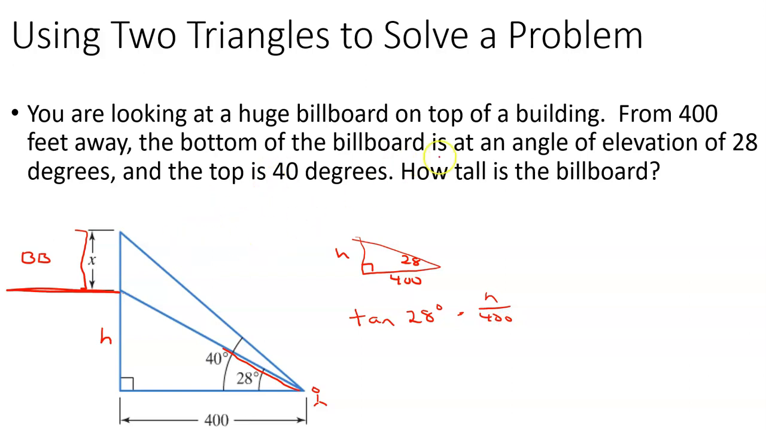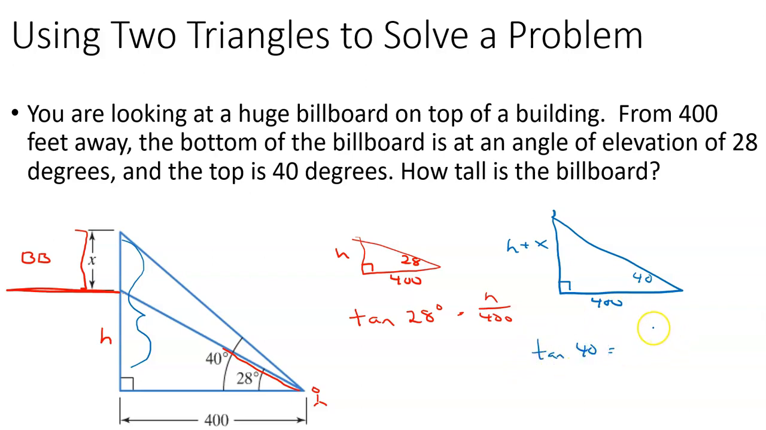Let's look at the big triangle. This is the one that goes all the way up to the top of the billboard, still 400 feet across, and this one has an angle of elevation of 40. If I go all the way to the top of the billboard, I'm including both of these pieces, the h and the x, which means the height of this triangle is h plus x. This is still 400, so I get another tangent function: the tan of 40 equals h plus x over 400.